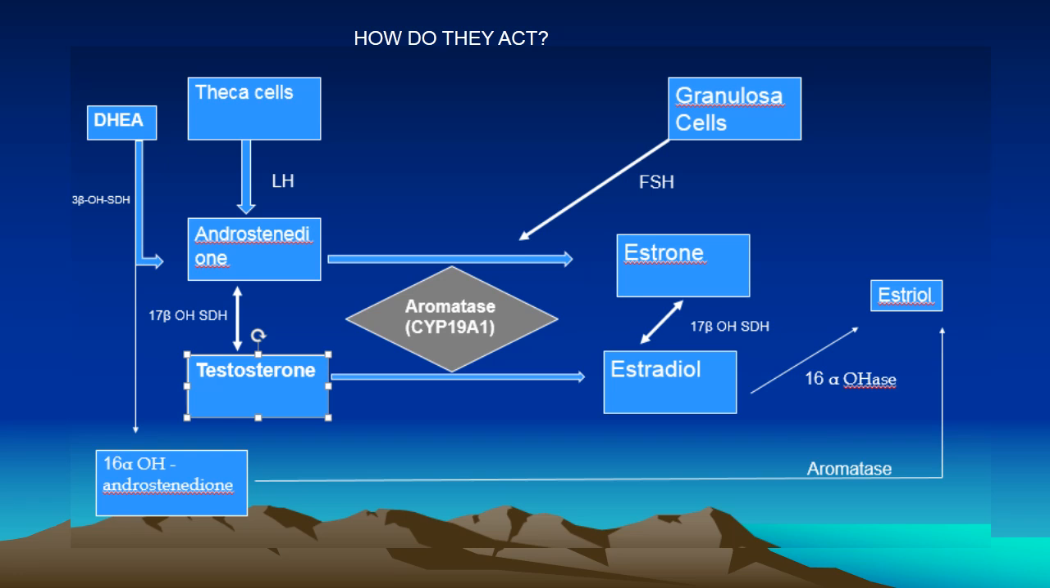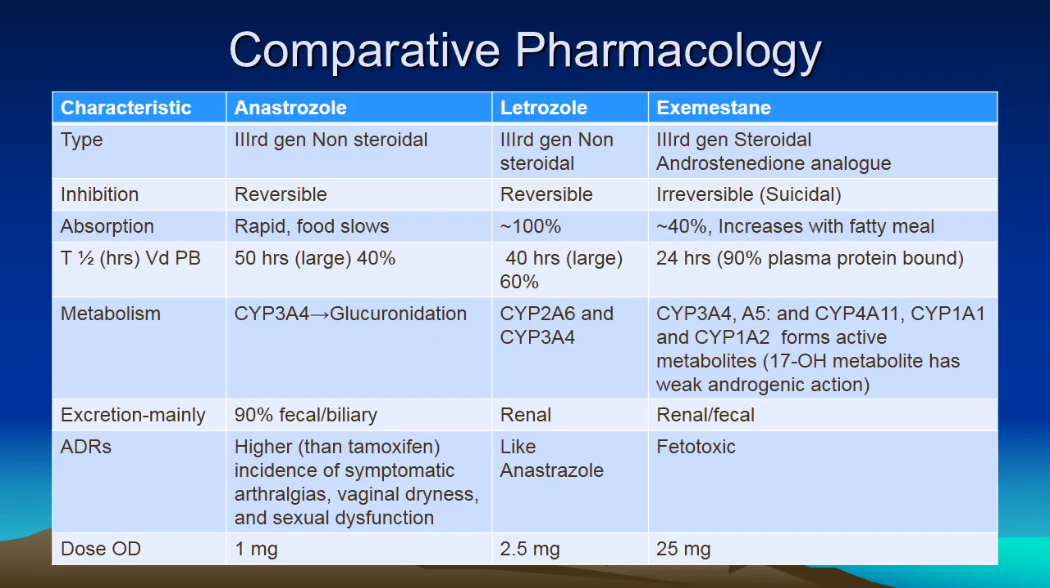Aromatase enzyme is induced by FSH. When FSH is secreted, there is greater activity of aromatase enzyme. So what we mean is, when aromatase inhibitors are used, there may be more secretion of FSH. Now, the comparative pharmacology of three drugs which are currently used: anastrozole, letrozole and exemestane, which is a steroidal one. Reversible inhibition is shown by anastrozole and letrozole, and suicidal inhibition by exemestane.